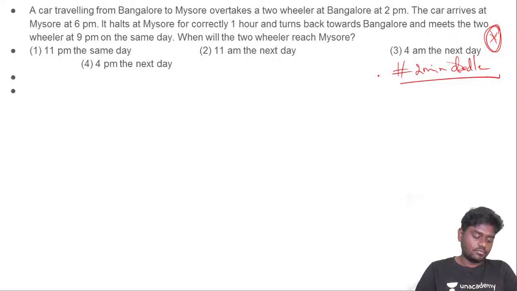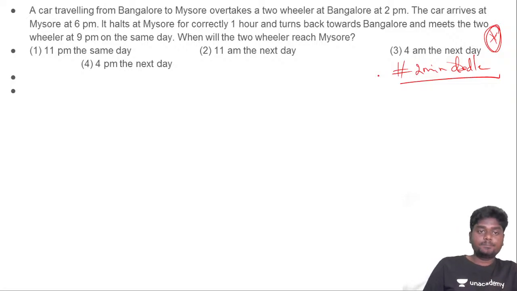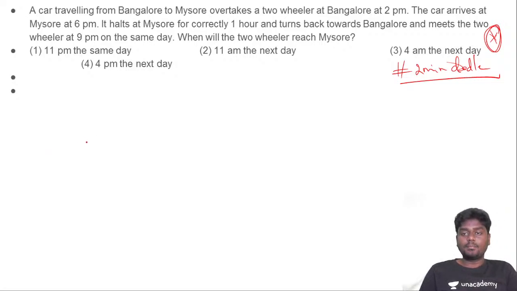You can't solve this, Rishabh. Good. Let's try to do this. Listen very carefully. Here, a car traveling from Bangalore to Mysore overtakes a two-wheeler at Bangalore at 2 p.m.